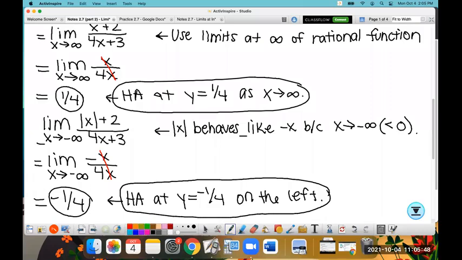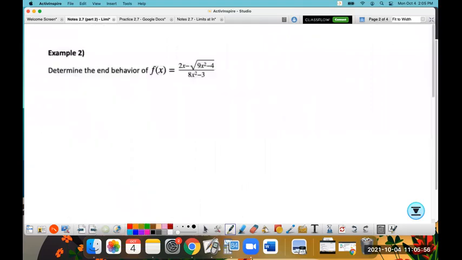Okay. Any questions here? Flip it. Again, it's wanting us to determine that end behavior. So we're going to take our limits at positive and negative infinity.